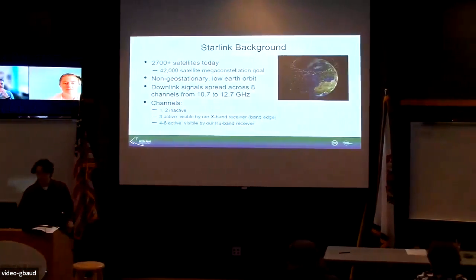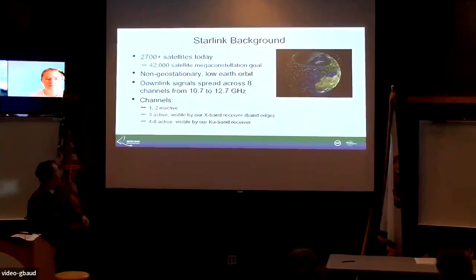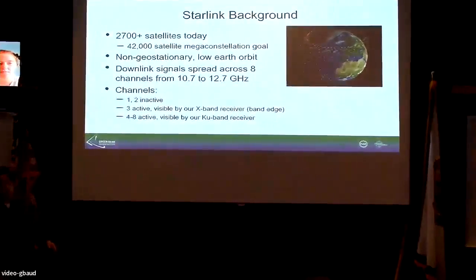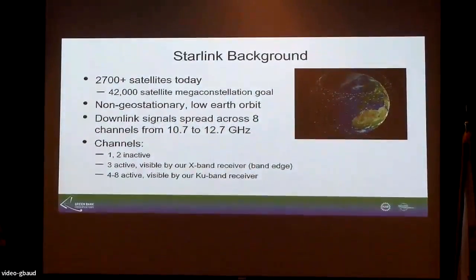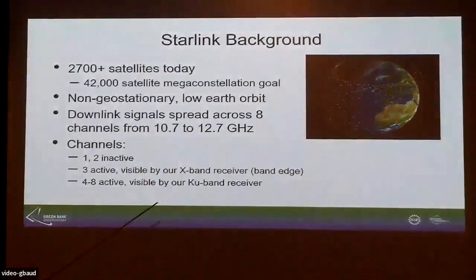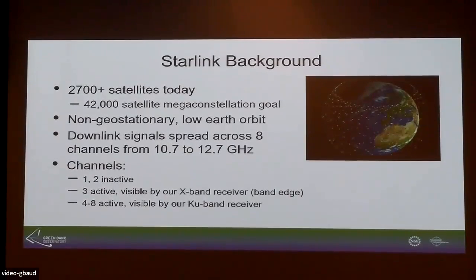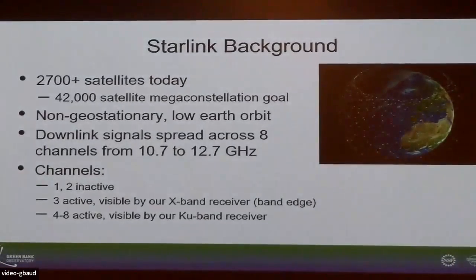To give a little bit of background on Starlink in general, there's over 2,700 satellites today, with 42,000 ultimately planned in a mega constellation. Over there, I have an artist illustration of what it looks like today. They're all non-geostationary and in low Earth orbit, so they move very quickly across the sky and cover the whole globe in a few orbital patterns. Each of those satellites has a downlink signal that transmits internet to us, or to anyone that has a receiver, and that's spread across 2 gigahertz.